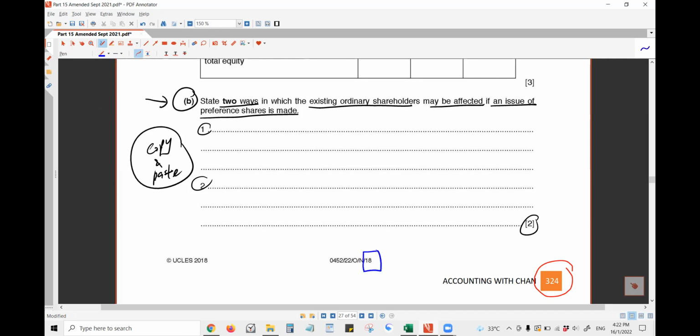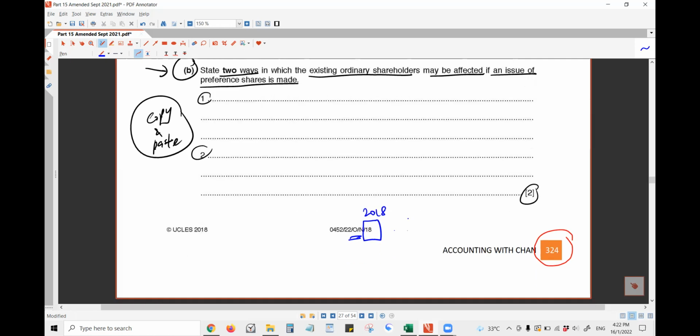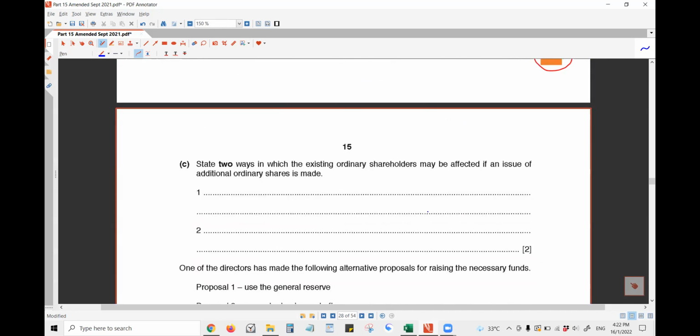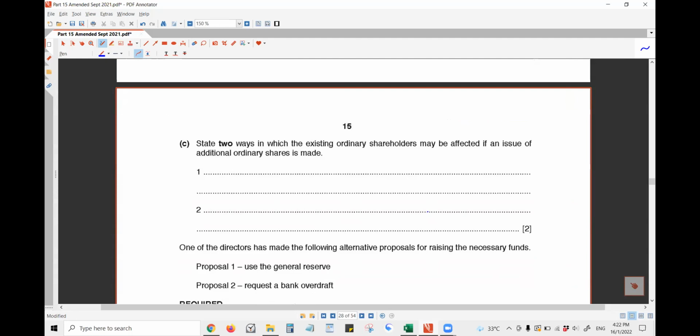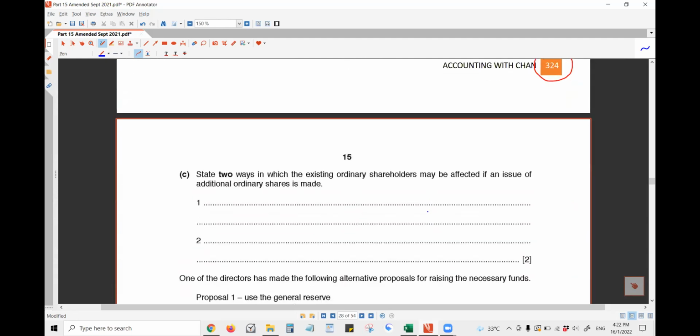It came out in 2018, October, November, 3 to 4 years ago. So it's quite close. It could come out again in the future. Just to show you how popular this question is, and you must learn how to write those answers I showed you just now. Next page, you look at question C, page 325.